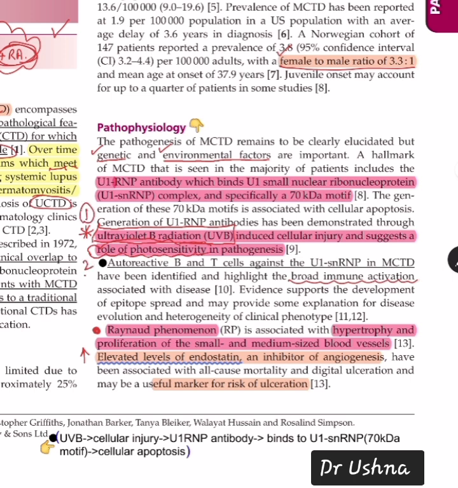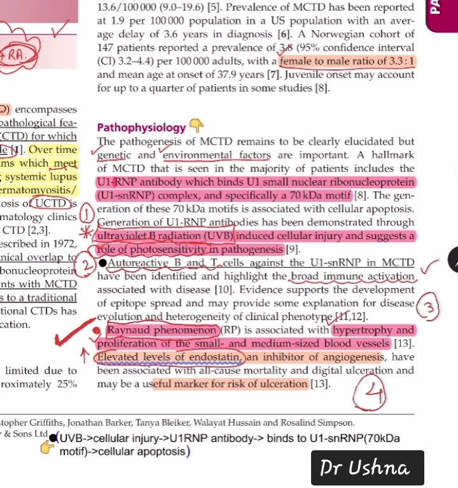Second thing is the body's response. Body has autoreactive T and B cells that are causing immune system activation. So there will be defective immunity in the patients of MCTD. Third important thing is hypertrophy and the proliferation of small and medium sized blood vessels causing the Raynaud phenomenon. So mostly in patients of MCTD you will find the Raynaud phenomenon. So if the patient of SLE or any other connective tissue disease is having Raynaud's phenomenon, you can make your second differential as MCTD. Fourth thing is that in the patient of MCTD, there is increased level of endostatin.